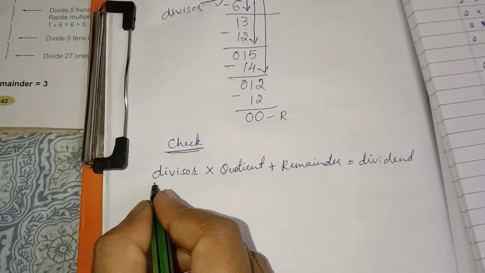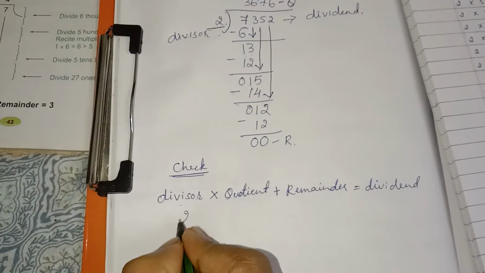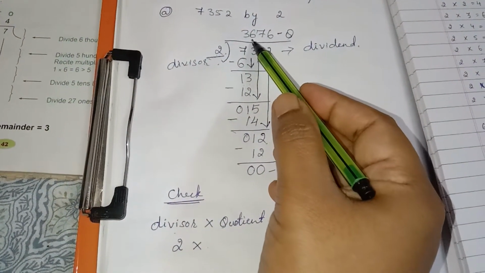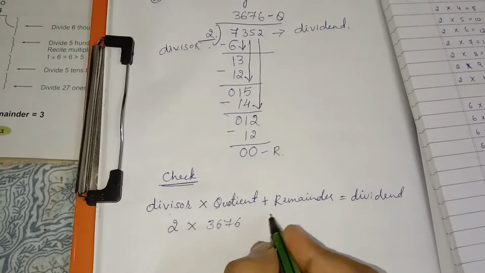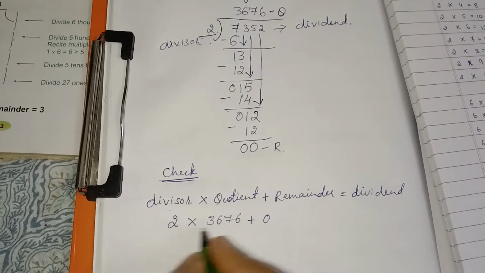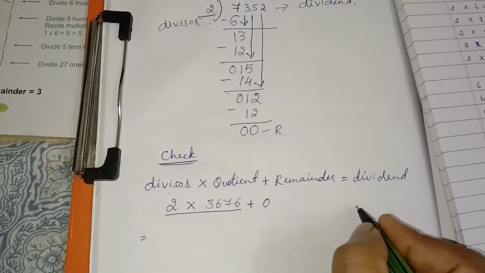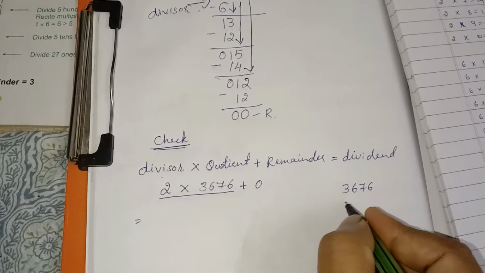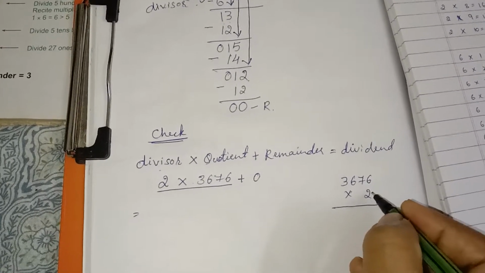What is our divisor here? Divisor is 2. Write down 2. And what is the quotient we got here? 3676. 3676 plus remainder. Now we have to multiply these two. Take this one aside. 3676 into 2. Do it here.